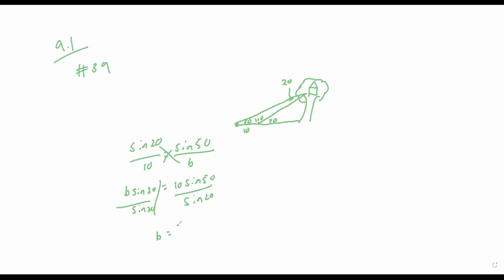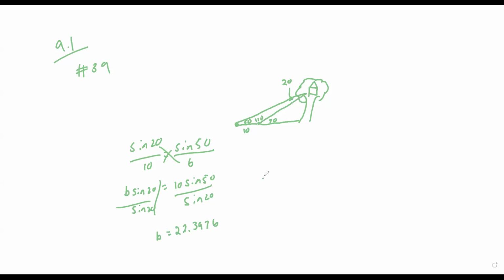So then I get B equals, again, I'm going to type this into the calculator. Hopefully at this point, y'all know how to do that. I don't mind showing you some more examples of that, just let me know. So that's going to be 10 times sine 50 over sine 20. When I do that, I get 22.3976. So that gives me the B right here.